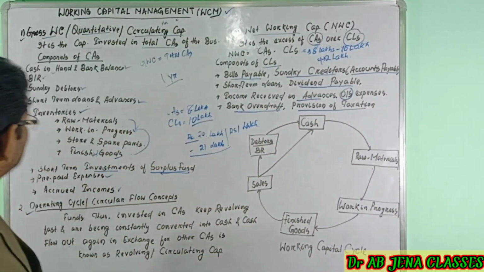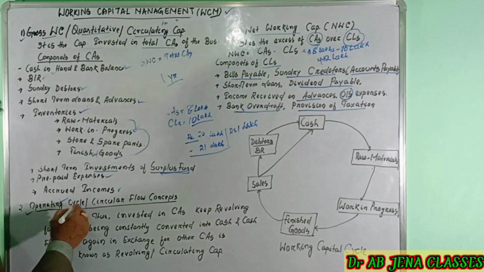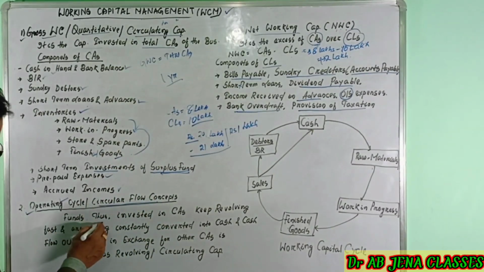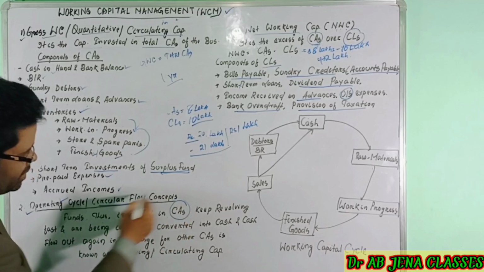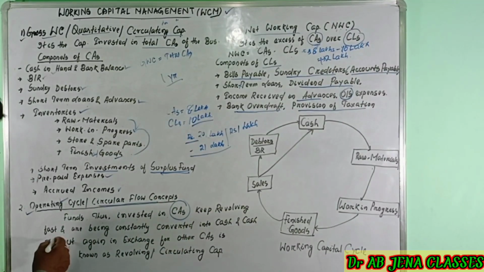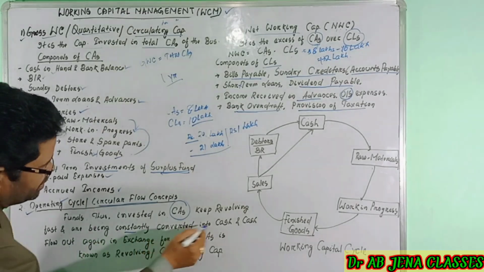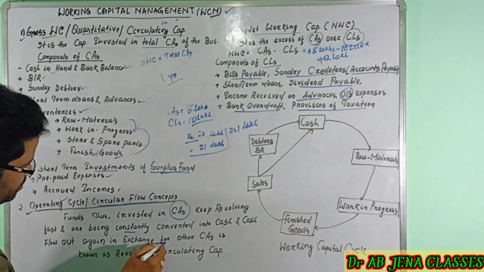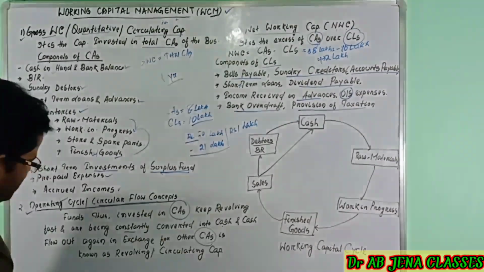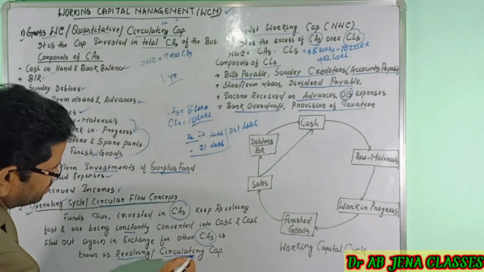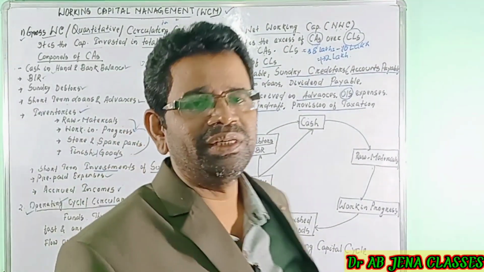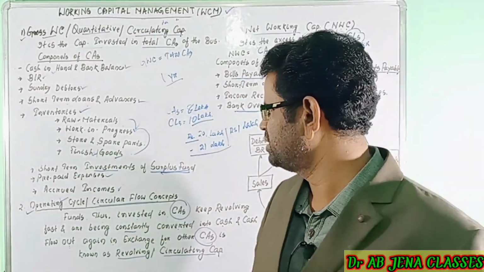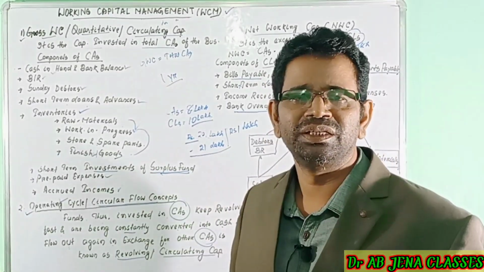Okay, come to the second one, the concept of working capital. It's the operating cycle, also known as the circular flow concept. The funds or the money invested in current assets keep revolving fast and are constantly converted into cash, and the cash flows out again in exchange for other current assets. This is known as the revolving and circulating capital. In competitive examinations, in your exam, as well as in UGC, questions on the operating cycle and circular flow concept frequently come.